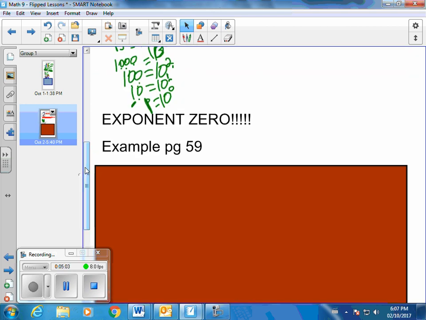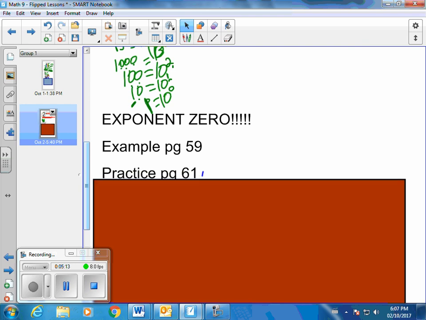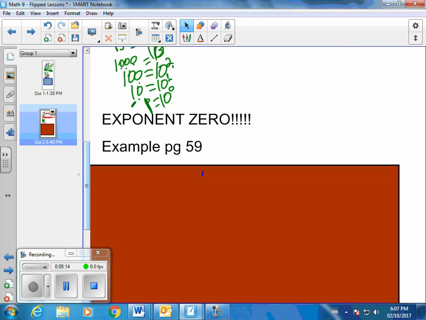It's a really easy rule. Looking at the bottom of page 59, you can see in the examples there that all numbers with the power 0 equal 1. Doesn't matter, negative sign, positive sign, whatever it is. Sorry, it does matter.